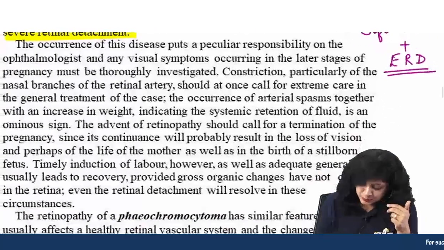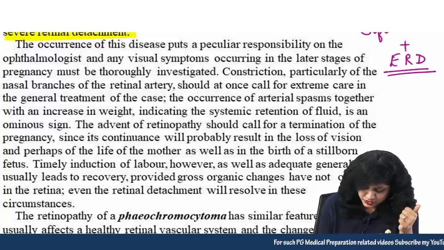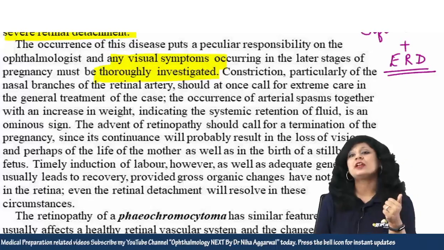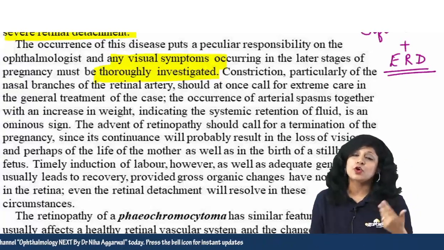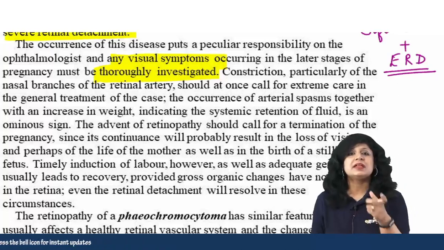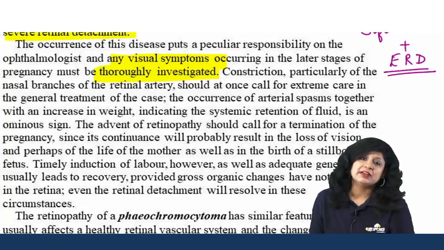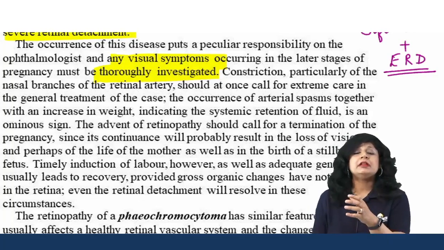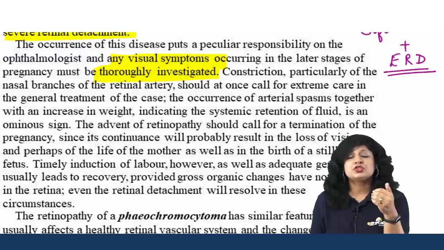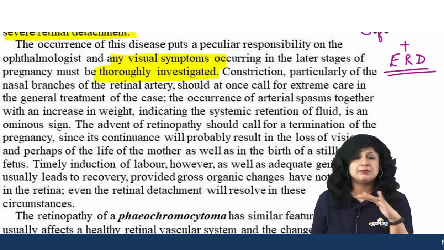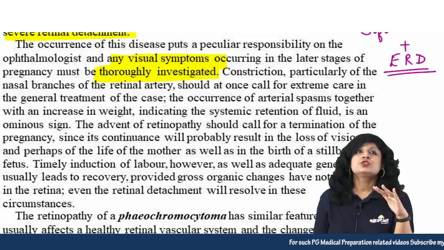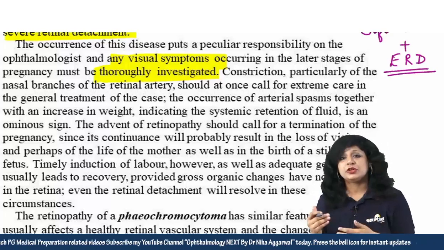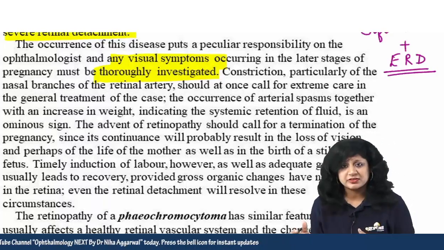The occurrence of this disease puts a peculiar responsibility on the ophthalmologist, and any visual symptoms occurring in the later stages of pregnancy must be investigated. Obviously, in the later stages of pregnancy, this patient will not be with the ophthalmologist but in the vicinity of the obstetrician and gynecologist. That is why it is important for the obs and gynae people to keep the patient on the track of an ophthalmologist, keep reviewing the patient so that they have a baseline examination, and whenever they follow up, they come to know the sequence of events taking place.